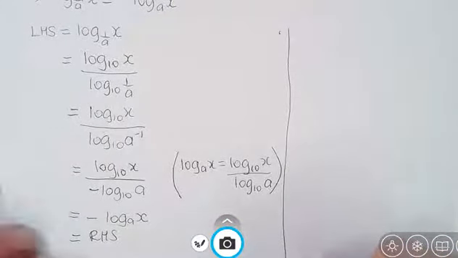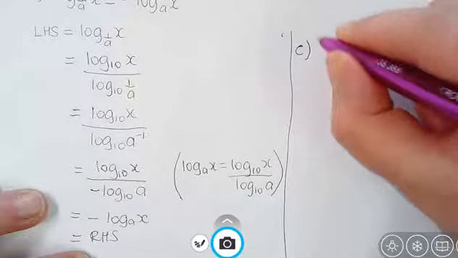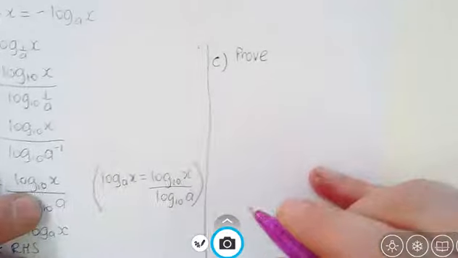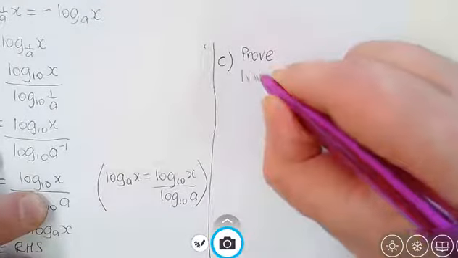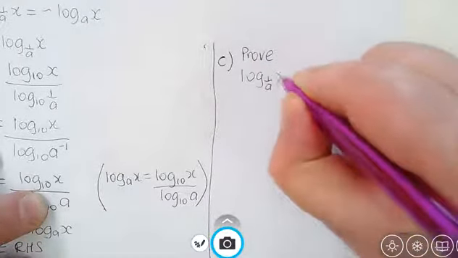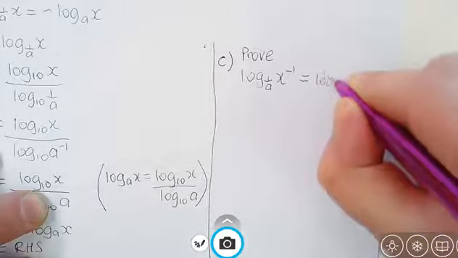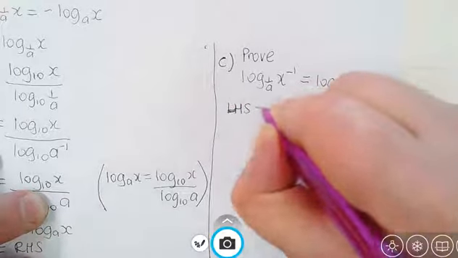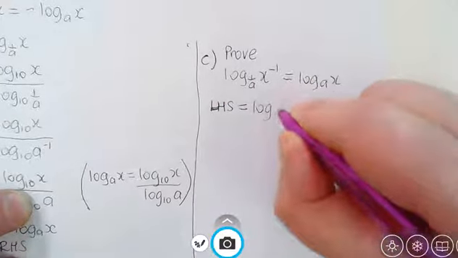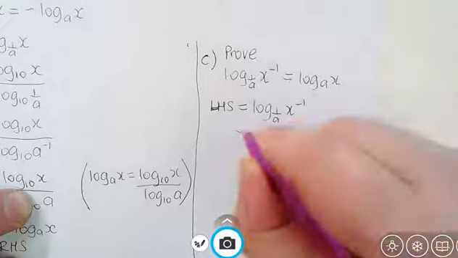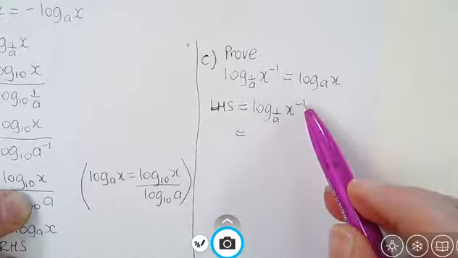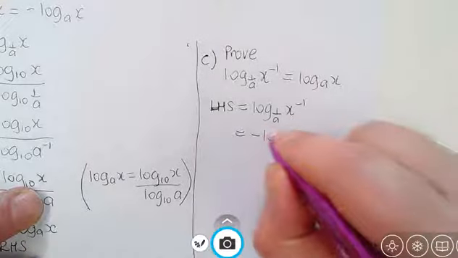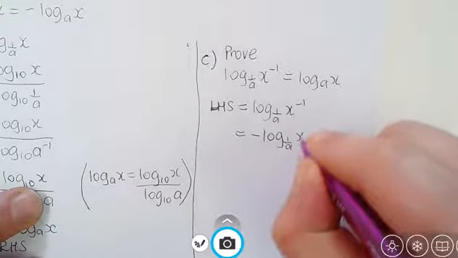Question C in the exercise. So we're trying to prove that log to the base 1 on a of x to the negative 1 equals log to the base a of x. Let's start with our left-hand side, which is equal to log to the base 1 on a of x to the negative 1. So we know we can put this negative 1 out the front straight away. So that's negative log to the base 1 on a of x.